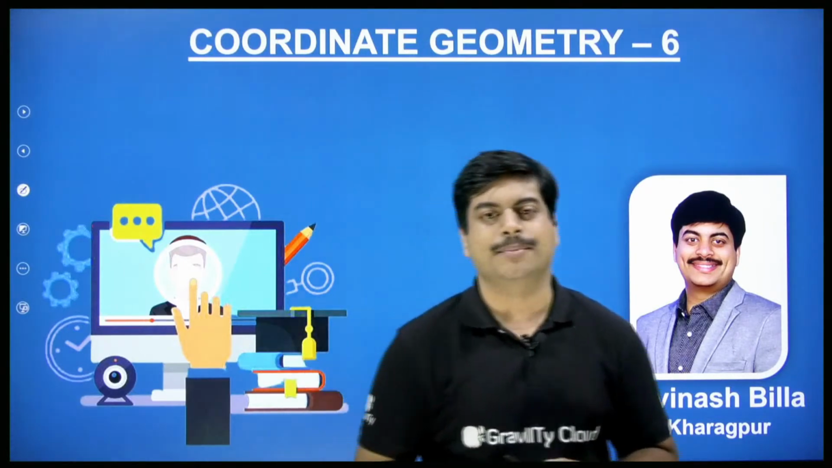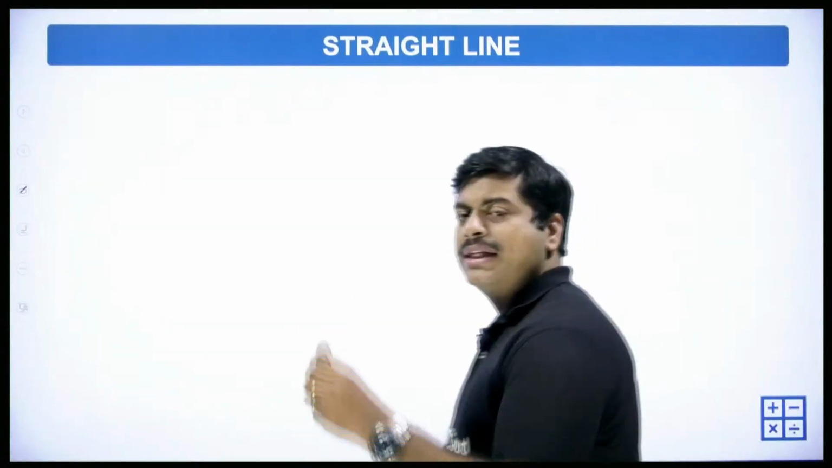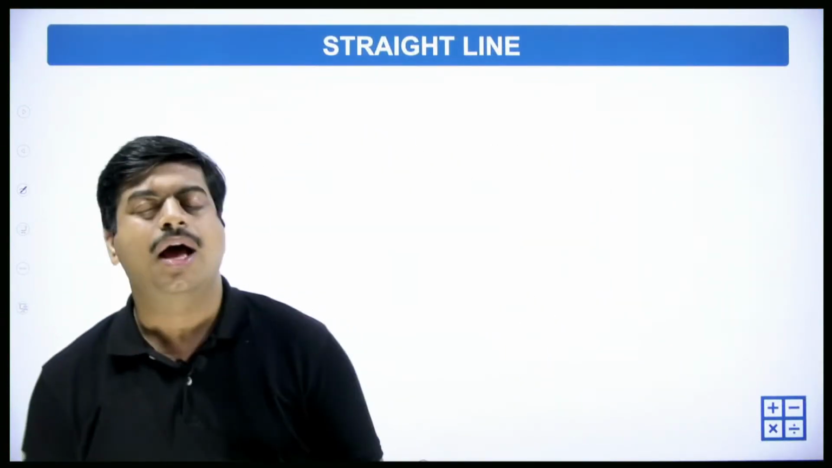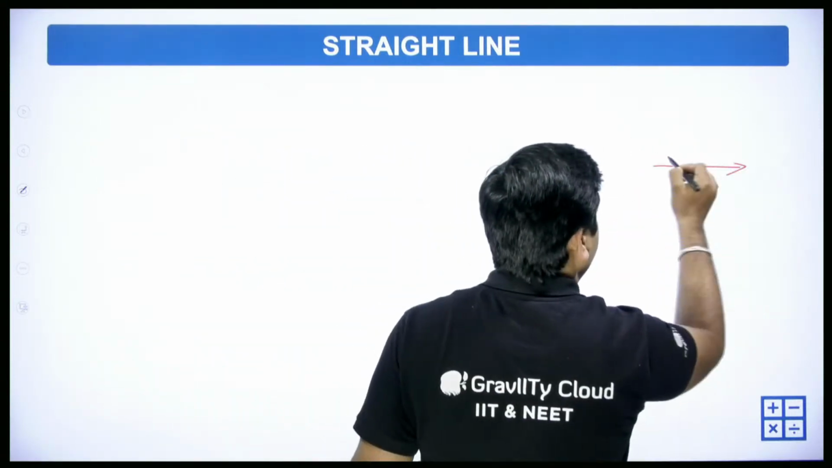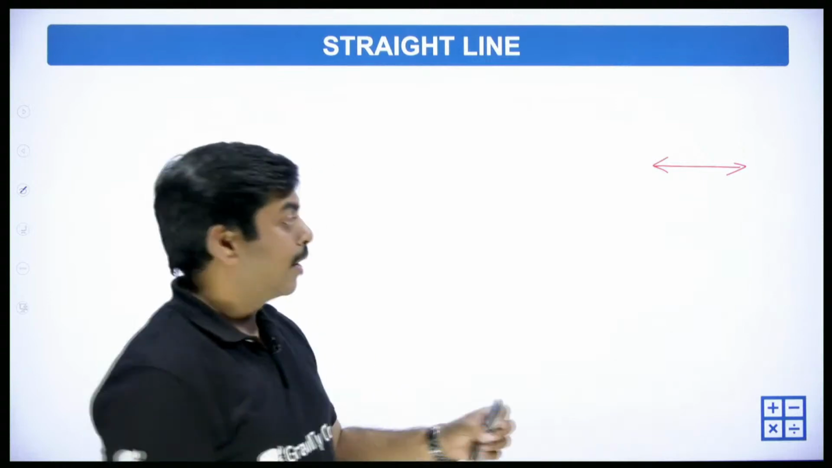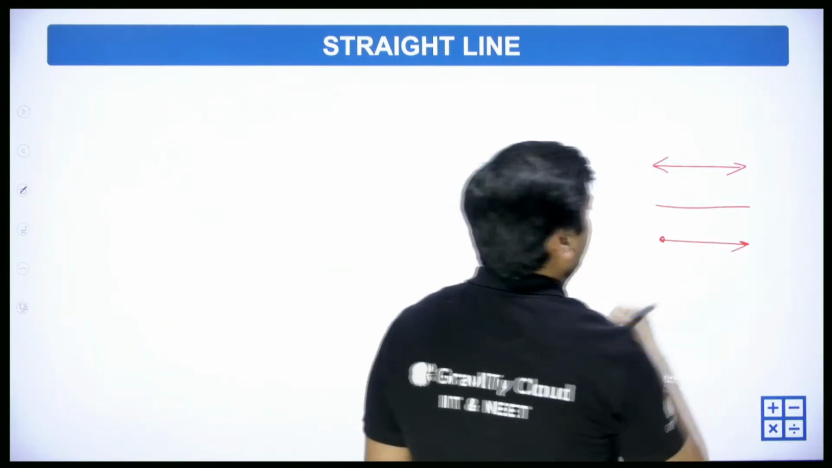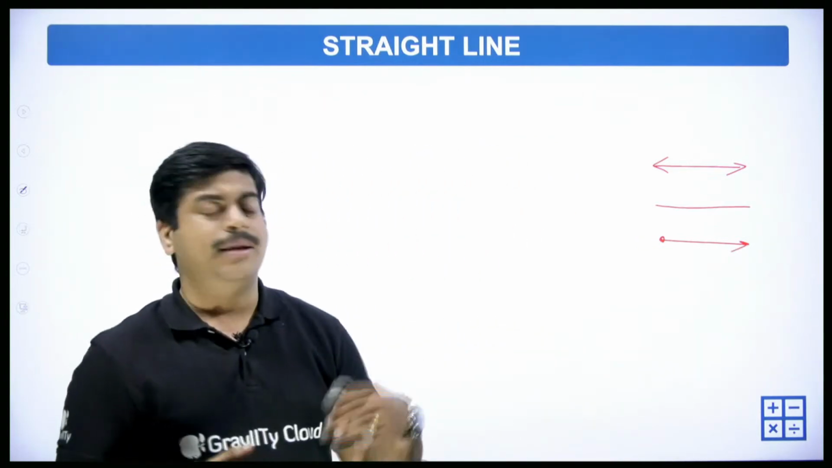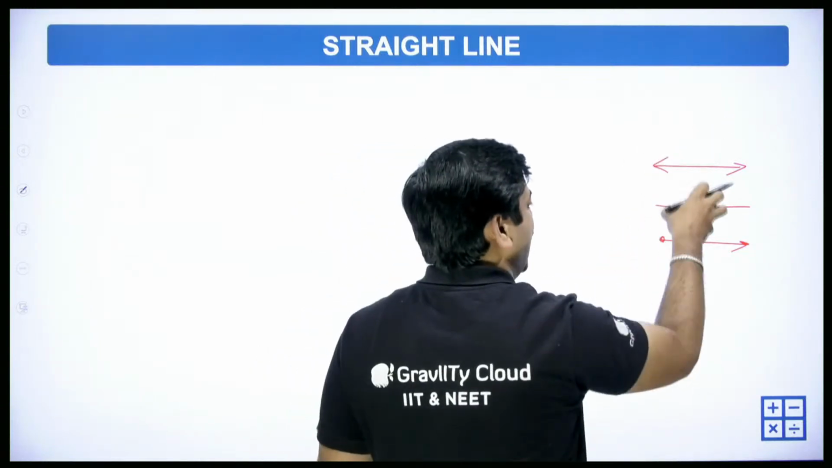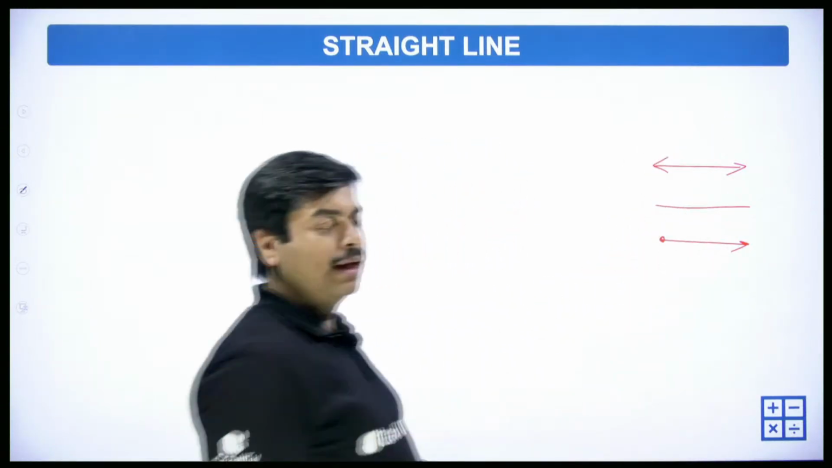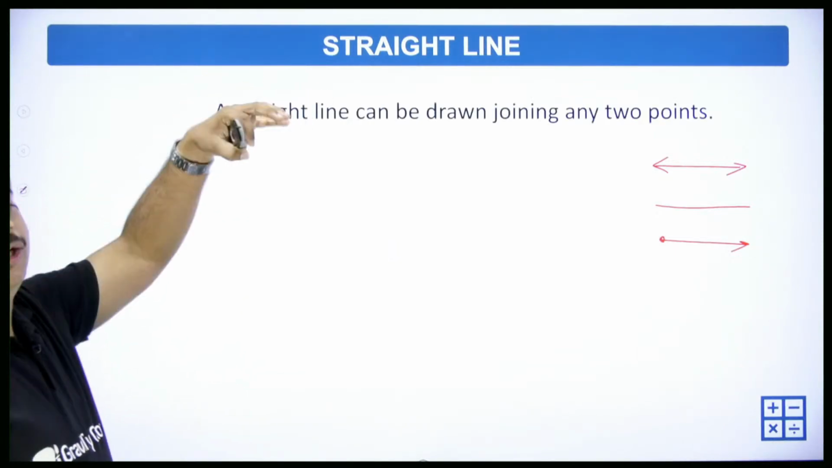Let's continue today's session. What is the first thing we're going to discuss about a straight line? You know what a straight line is, from the lower classes you're learning lines, right? This is a straight line. It's a line. You can say this is a line segment. You can say this is a ray, right? So all these are related to lines. This is a straight line, this is a line segment, this is a ray. Correct? Now, a straight line can be drawn joining any 2 points.